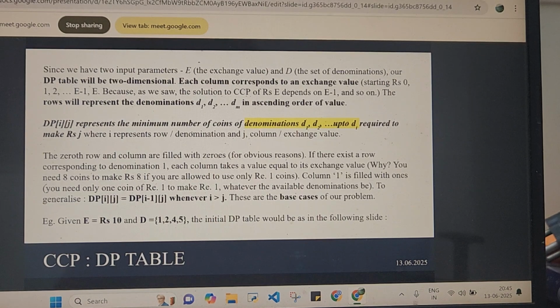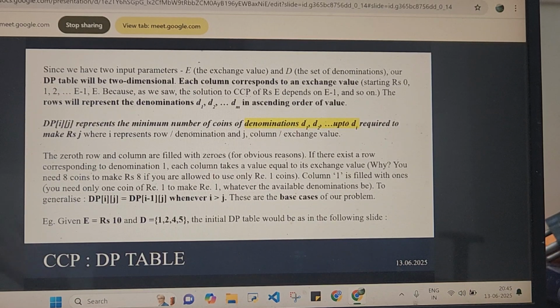Okay, so like I said, when we have a problem and we want to solve it using dynamic programming, the first thing we do is construct what is called the DP table. And the dimension of this table, as in whether it is a single row or some rows into columns or a three-dimensional thing, that depends on how many inputs you have in the problem. So if you look at this problem, we have two main input parameters. One is your exchange value and other is D, the set of denominations.